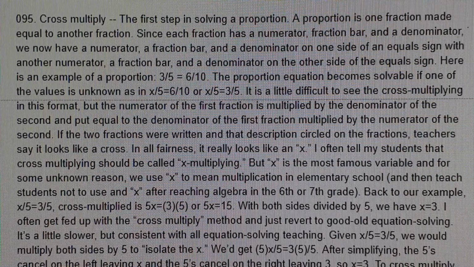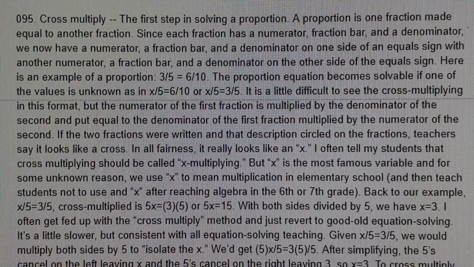It is a little difficult to see the cross multiplying in this format, but the numerator of the first fraction is multiplied by the denominator of the second, and put equal to the denominator of the first fraction multiplied by the numerator of the second. If two fractions were written and that description circled on the fractions, teachers say it looks like a cross.